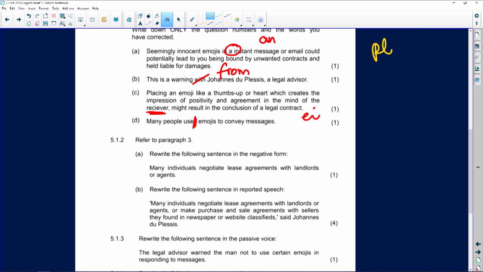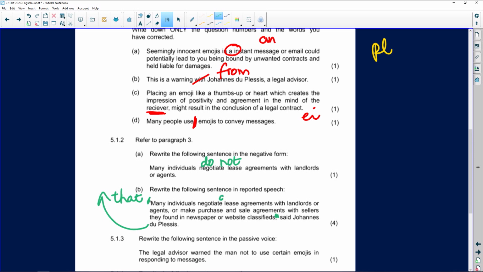Right, negative form. How are we doing on the negative form? Many individuals negotiate. Do not negotiate. Rewrite it in reported speech. So what is the first thing we do? We get rid of the inverted commas. Right. I would then start with him. Johannes du Plessis said, and I want the word that. I like that. Many individuals negotiate, right.